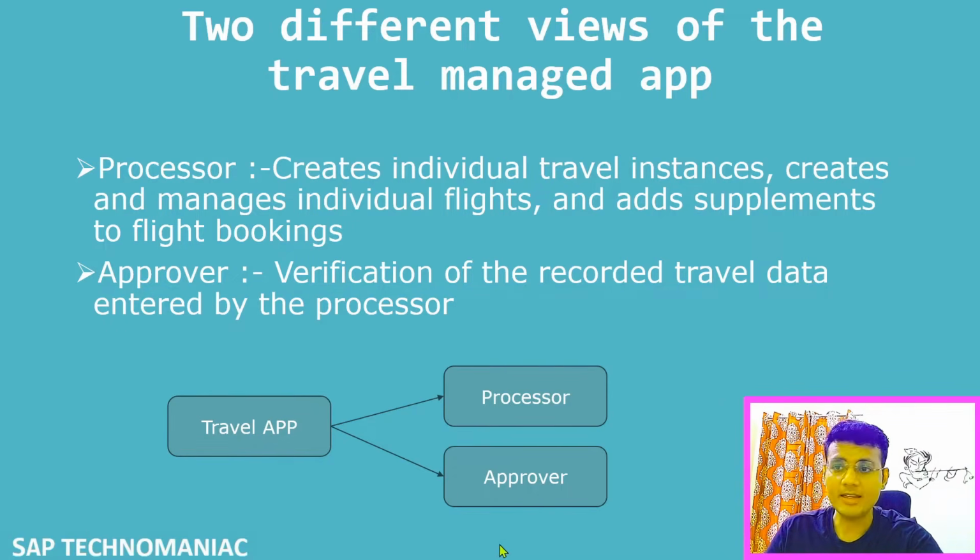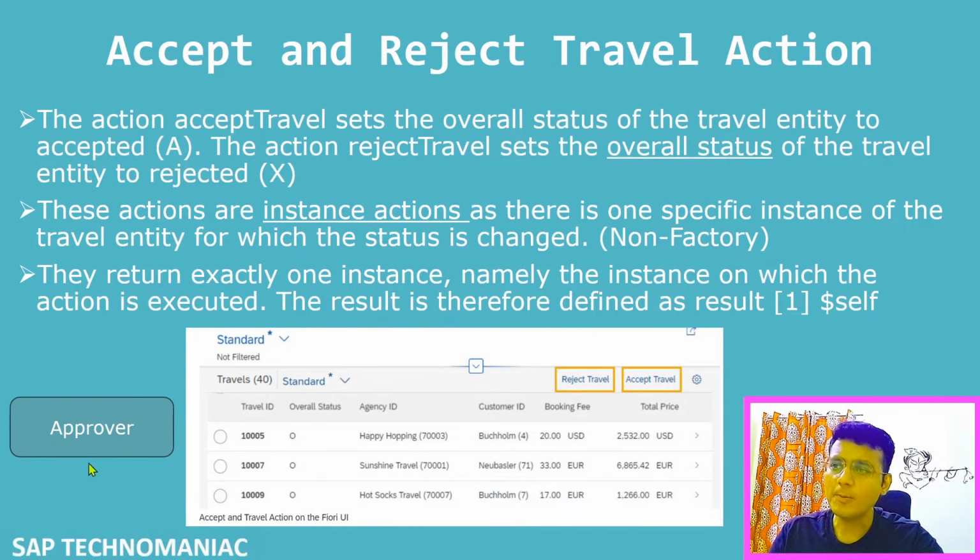For the approver to accept and reject a particular travel instance, we need some actions. So we will see here what the approver will do. The approver will have only two buttons now. The approver will not have the create, update or delete button here. He will have only two buttons, accept and reject travel.